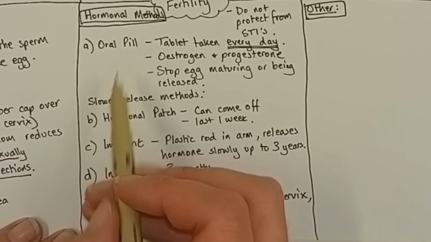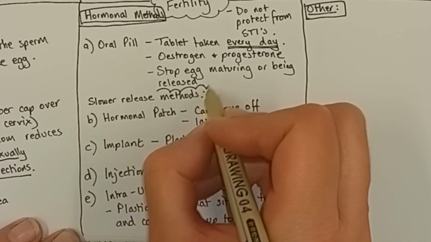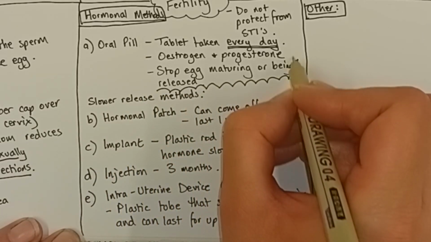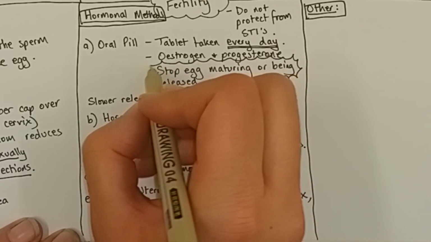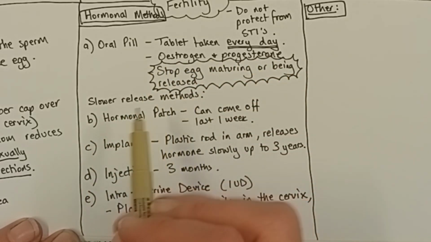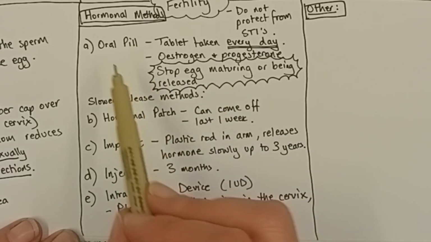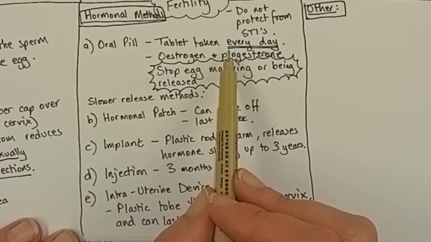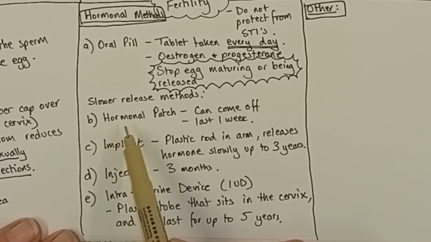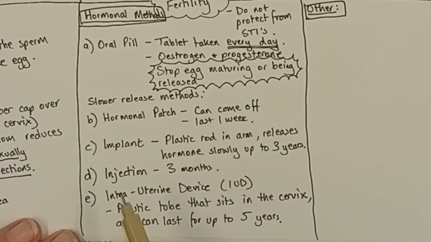So all the hormonal methods work by combinations of hormones that stop the egg maturing or being released. The problem is if you stop taking the hormone, then the egg can start maturing and you can have ovulation and therefore get pregnant. So the pill, you have to remember to take it every day, which is the problem. You can have a hormonal patch. The problem is that can come off. You can have an implant, which lasts 3 years. You can have an injection, which lasts 3 months. Or you can have an IUD fitted, and that can last for up to 5 years.